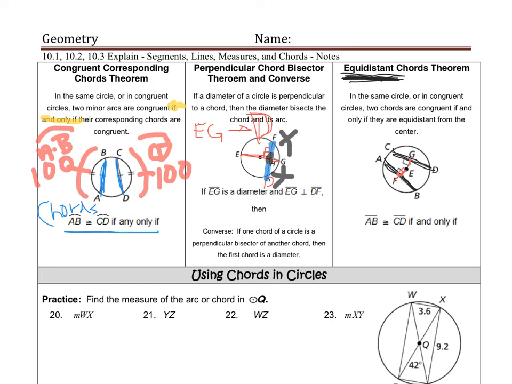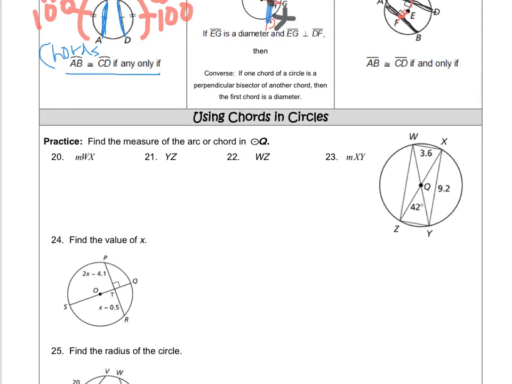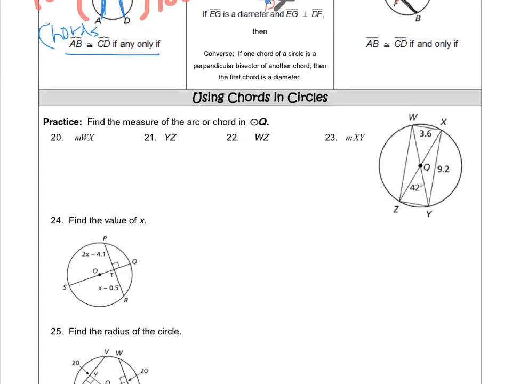So a few little new tricks. So let's do some of this that we've just done together. Alright? Dealing with the chords. The first one, find the measure of the arc or chord in circle Q.